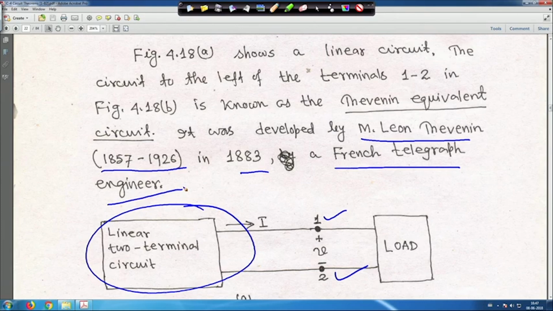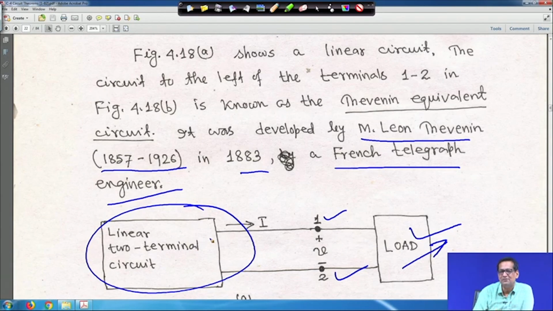This is an equivalent. Suppose at terminals 1 and 2 some load is connected to a big linear two-terminal circuit on the left, and this may be a variable load. If the load resistance changes every time, you have to solve the whole circuit. But Thevenin's theorem suggests that if you bring the rest of the circuit to an equivalent two-terminal circuit and then connect the load, you can easily find the current flowing through the load resistance R.